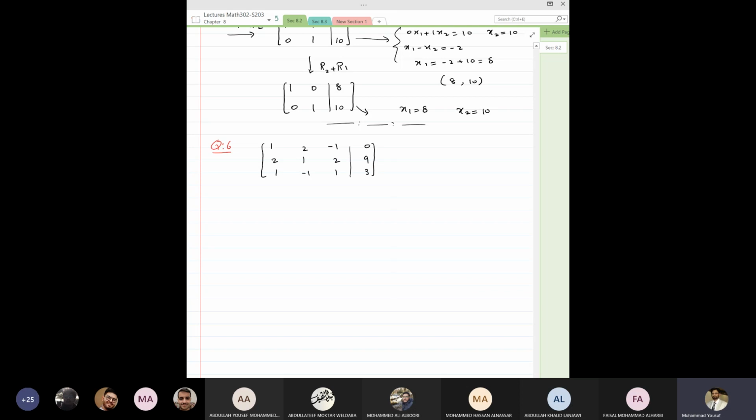By chance, leading coefficient in first row is 1, no problem. Now we need to make zeros below this. So what row operation should I use? Can someone tell me? Minus row 1 plus row 3. Minus 2 row 1 plus row 2. Also minus 1. Minus row 1 plus row R3.